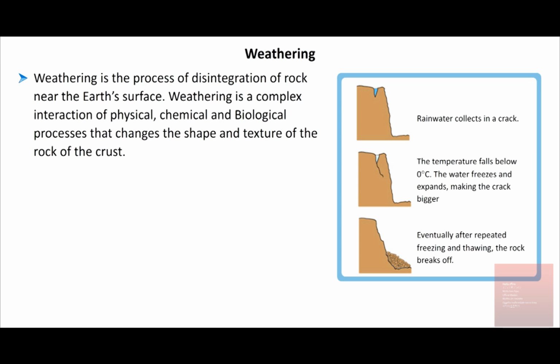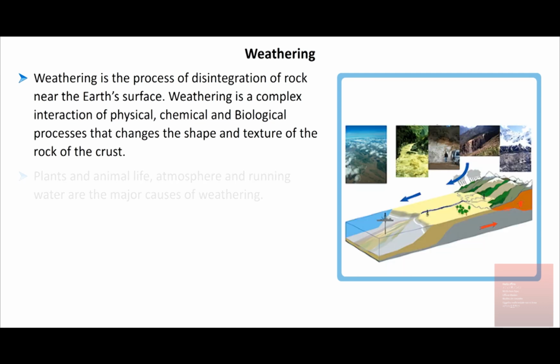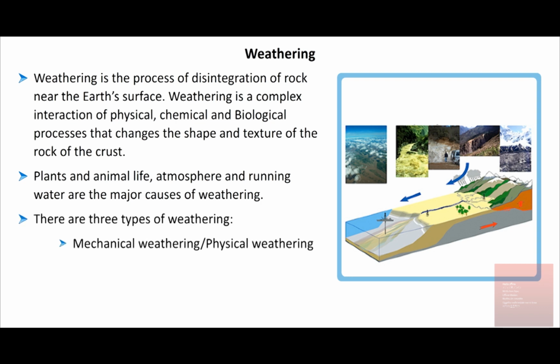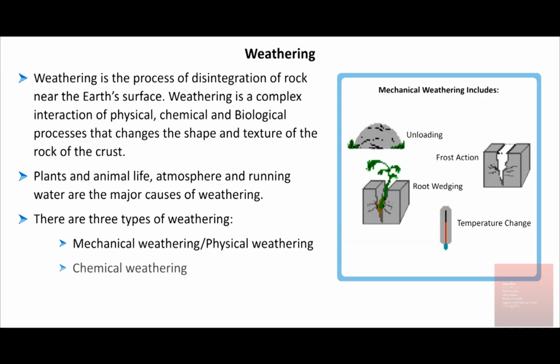Weathering is the process of disintegration of rock near the Earth's surface. Weathering is a complex interaction of physical, chemical and biological processes that changes the shape and texture of the rock of the crust. Plants and animals' life, atmosphere and running water are the major causes of weathering. There are three types of weathering: mechanical weathering or physical weathering, chemical weathering and biological weathering.